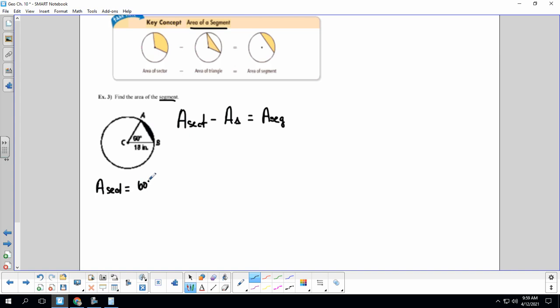It is going to be 60 degrees divided by 360 times pi r squared. 60 divided by 360 is 1/6. 18 squared, I don't have that one memorized, is 324. And 324 divided by 6 is 54. So the area of the sector is 54 pi.